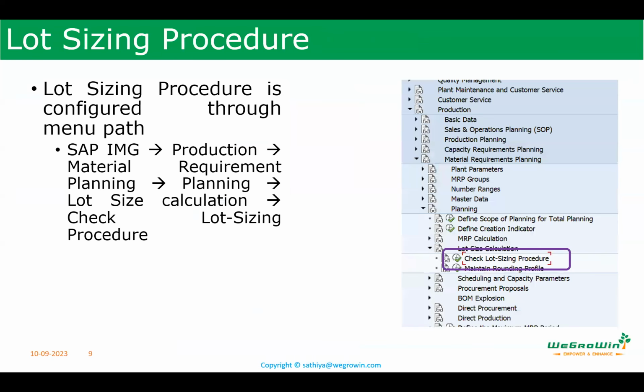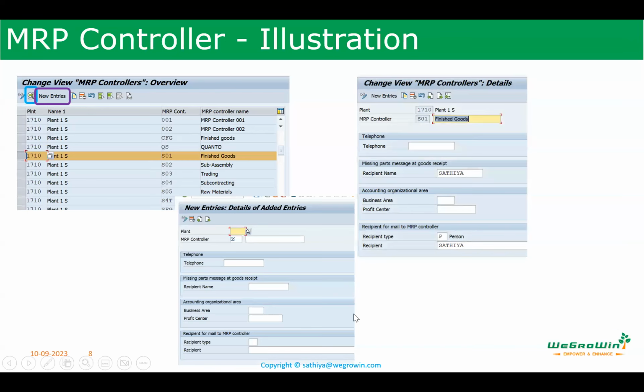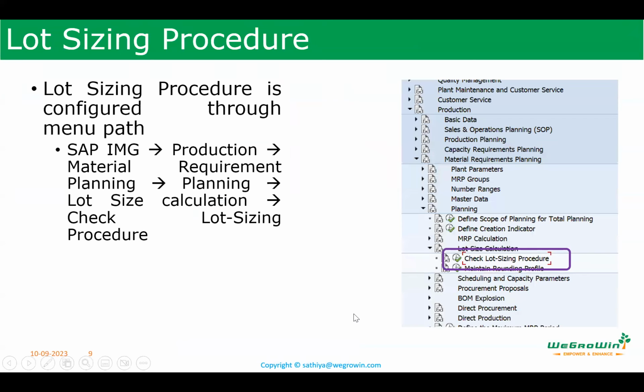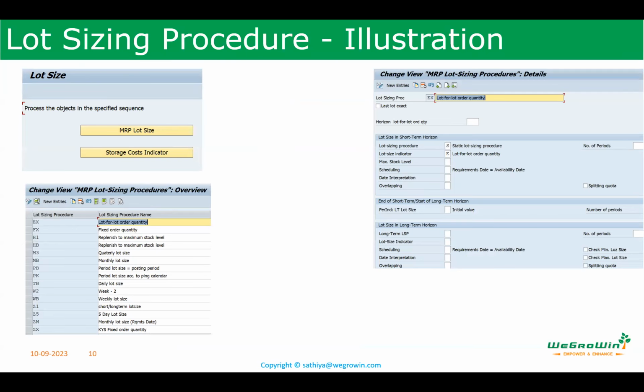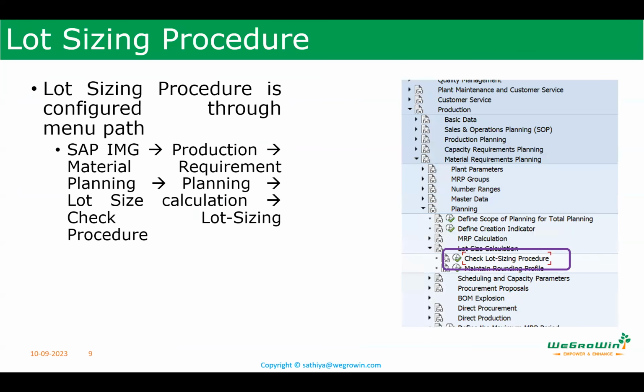Okay, so now here we have the MRP controller. Next is the lot size. What are the lot size procedures we use? Lot for lot, fixed lot size, those kinds of things, right? So this is the procedure which is defined here.